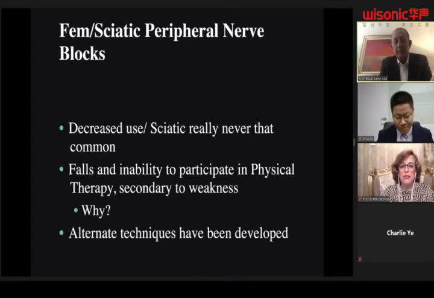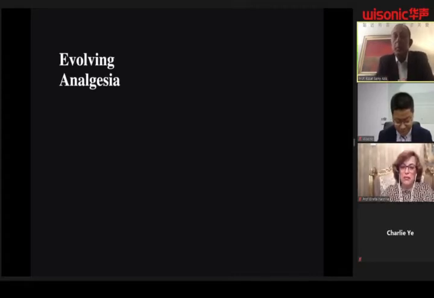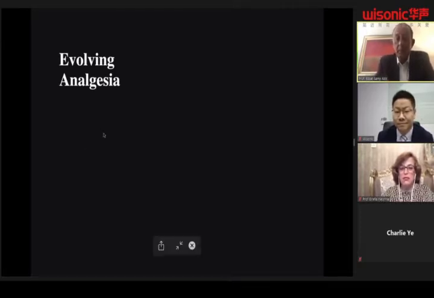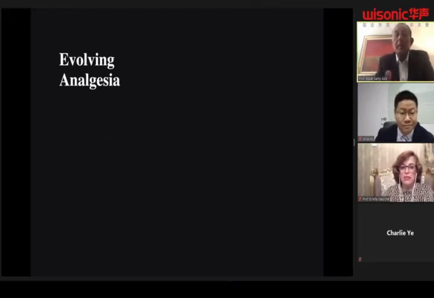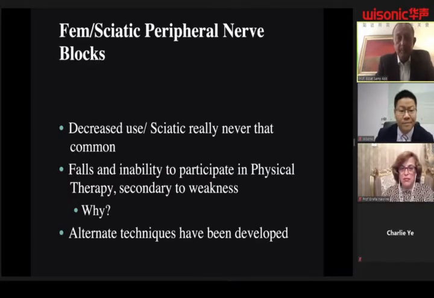So there is evolving analgesia. The evolving analgesia, as I said, we started with epidural anesthesia. Okay, epidural anesthesia was not the right thing because you have motor power loss. And then we had the lumbar plexus block. After the lumbar plexus blocks, we had the femoral nerve blocks, and these all produce motor power loss. So with the femoral or sciatic peripheral nerve blocks, there is now decreased use of sciatic and femoral nerve blocks because they fail in participation of physiotherapy secondary to weakness. So alternative techniques have to be developed, as we will see now.